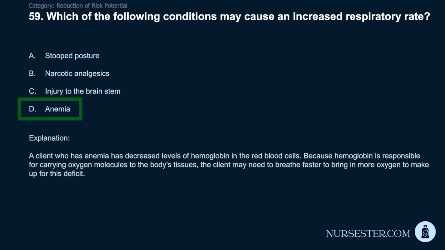Anemia. A client who has anemia has decreased levels of hemoglobin in the red blood cells. Because hemoglobin is responsible for carrying oxygen molecules to the body's tissues, the client may need to breathe faster to bring in more oxygen to make up for this deficit.